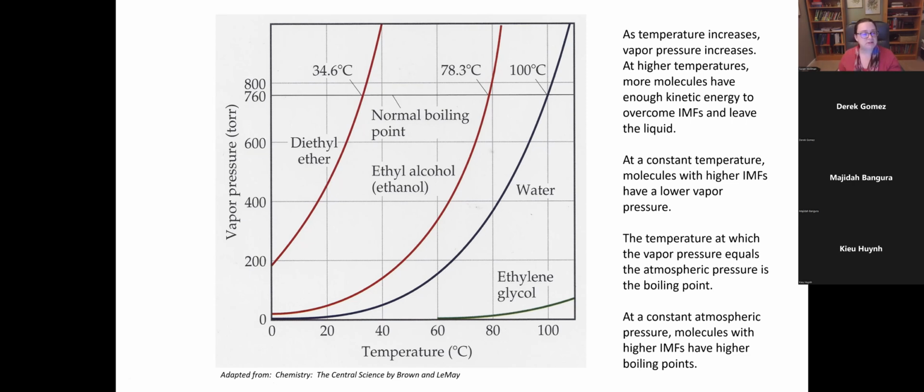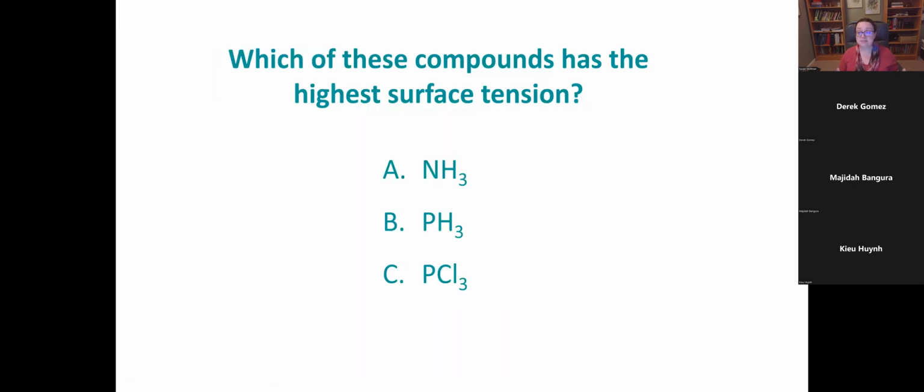We'll just beat vapor pressure to death here because it is, like I said, the one that's kind of backwards. So we'll practice. If you are close to your chat box, you can just type in the letter of the answer that you think this is. Which of these compounds has the highest surface tension?